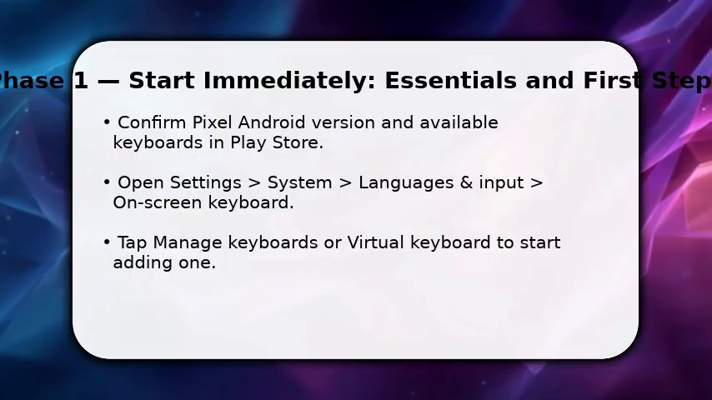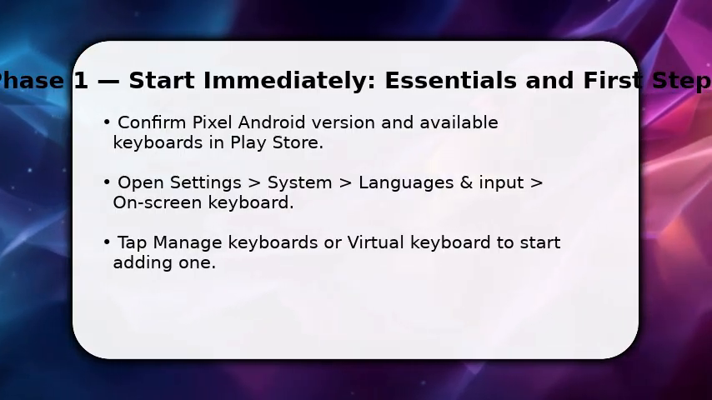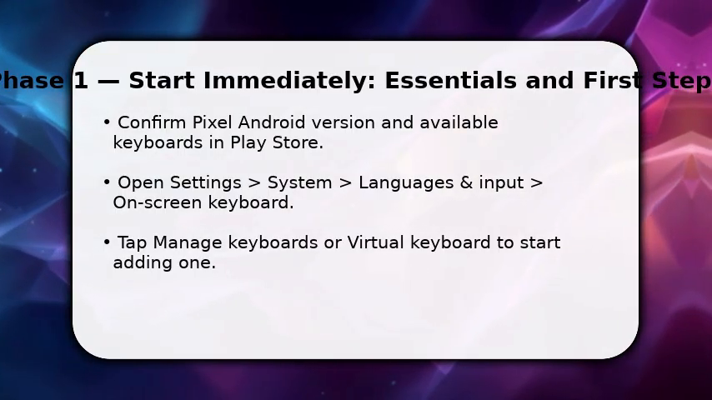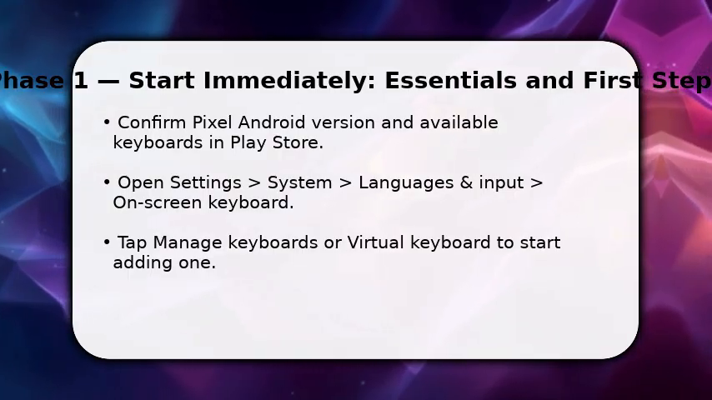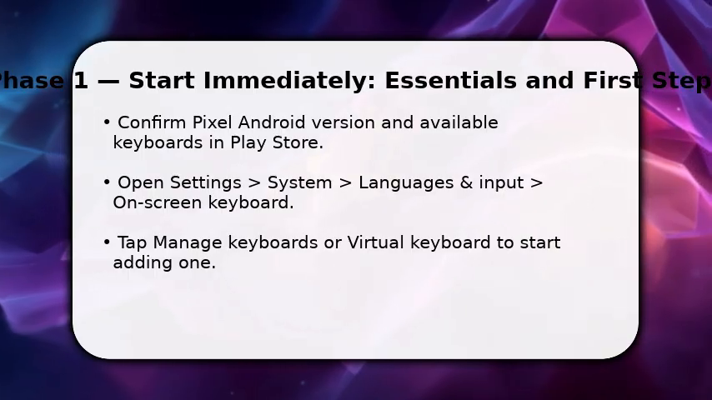You begin by opening Settings on your Pixel. This is where Input lives. Once in Settings, go to System, then Languages and Input. You'll see On-screen Keyboard. Tap that and then Manage Keyboards or Virtual Keyboard to reveal installed options.